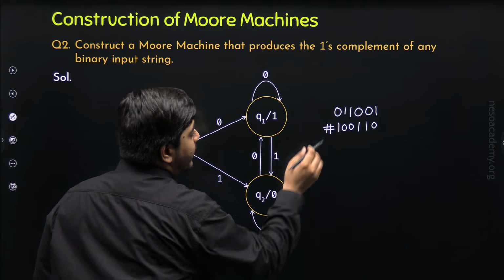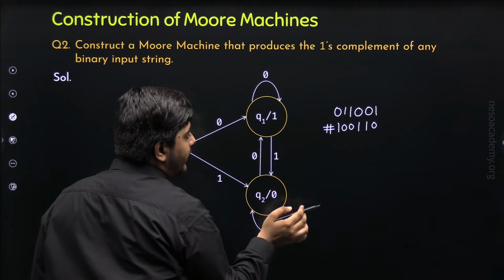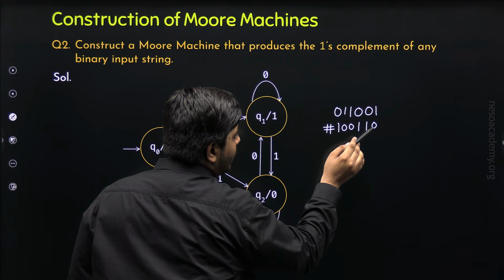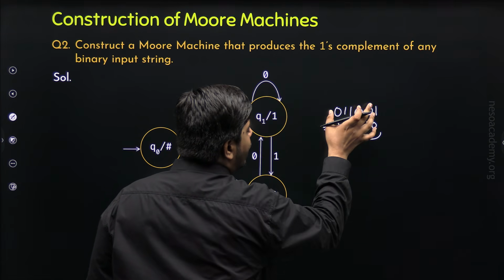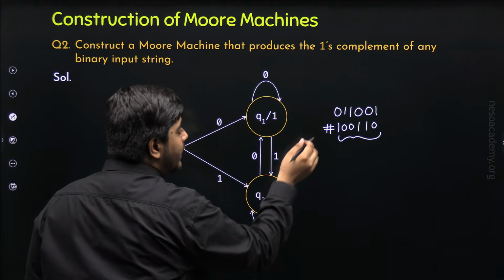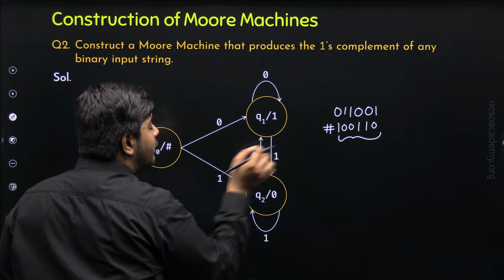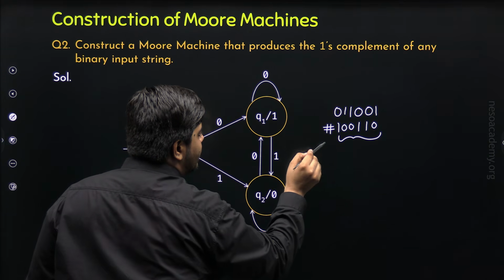So for the input string 011001, the output string is hash 100110. And this part is the 1's complement of this input string. This hash is the dummy output symbol that we have got without even reading an input symbol. So we will ignore this hash.